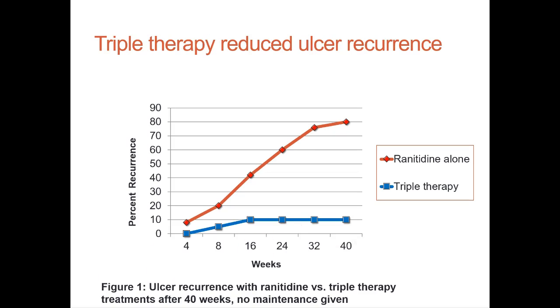So, using a sentence headline such as triple therapy reduced ulcer recurrence really helps your audience focus on your main point, what you want to have them take away.